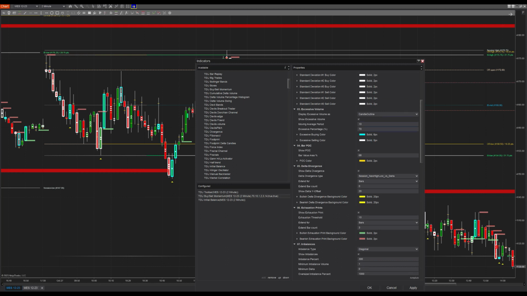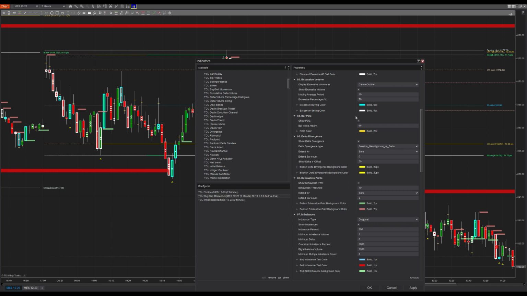Now, okay, candle outline. What we're looking at here, and you see this, I've pumped up the colors here to make it really stand out. So what we're trying to identify here is where the bulk of the volume is over the range of the bar. You can think of it as a third.